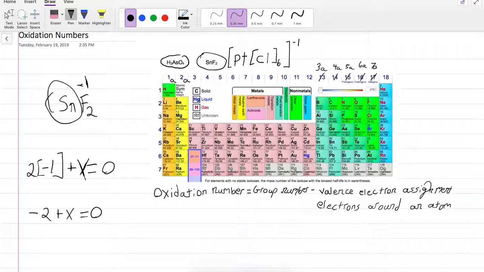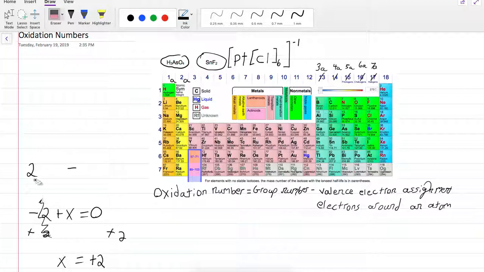To get x alone, you add 2 to both sides. So it's going to be plus 2 and plus 2. Over here, the 2's cancel. And that leaves you with x equals positive 2. And that is going to be the oxidation number for tin. And if you add it up, -2 plus positive 2 equals 0. That's the same charge as the overall molecule that we started with.